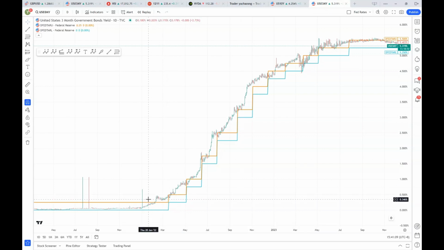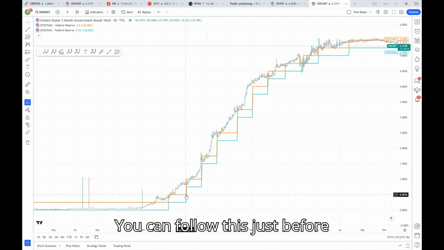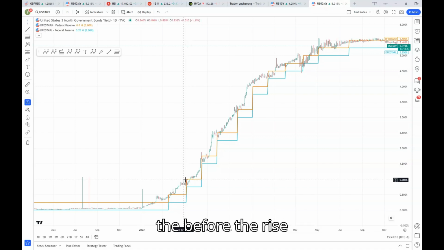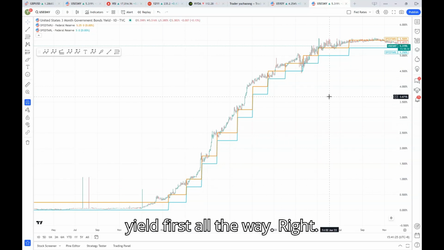So since 2022, this is what happened. You can follow this just before the rise in the interest rate. It has always been a move in the government bond yields first, all the way.